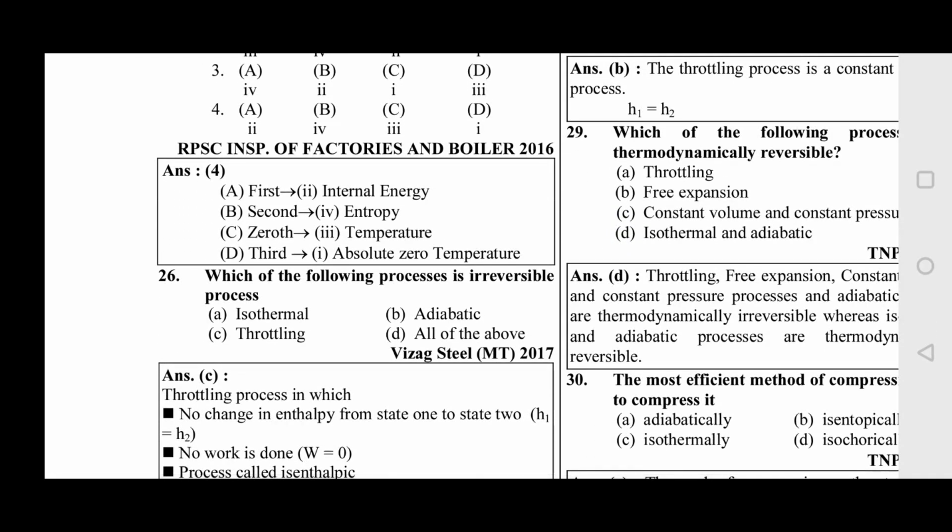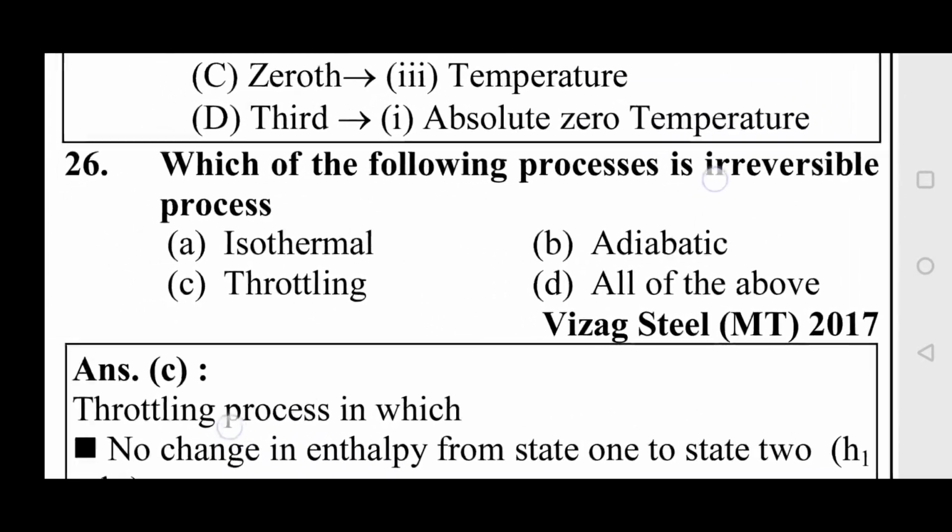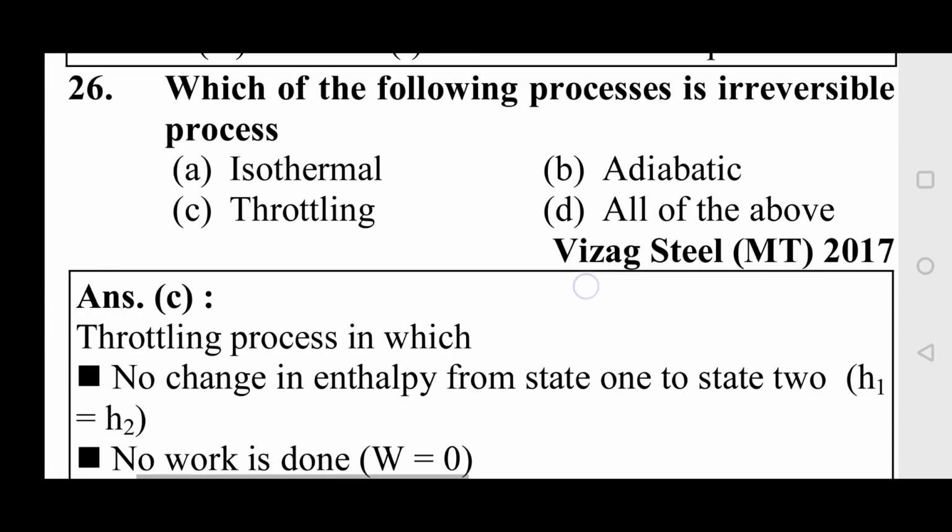Next, which of the following processes is an irreversible process? Isothermal, adiabatic, throttling, all of the above. So throttling is an irreversible process.